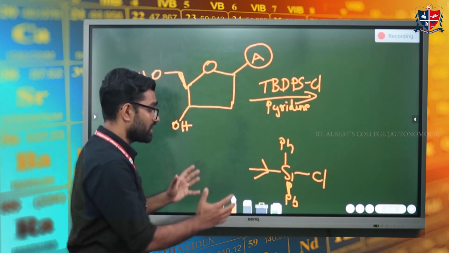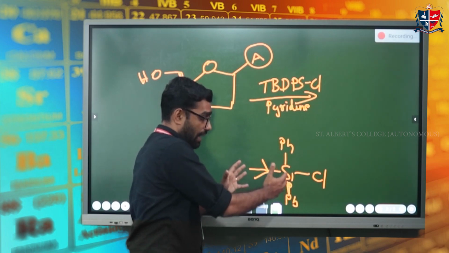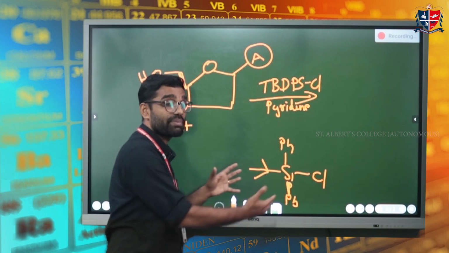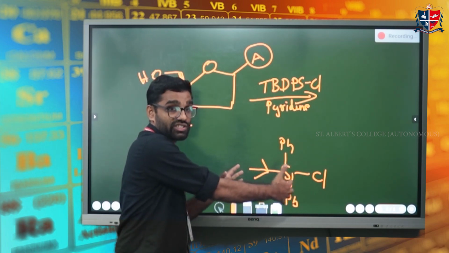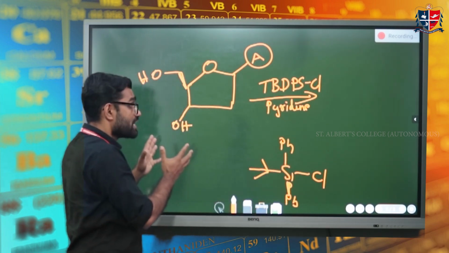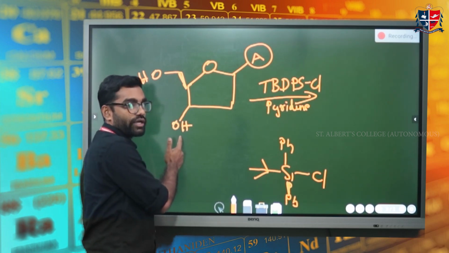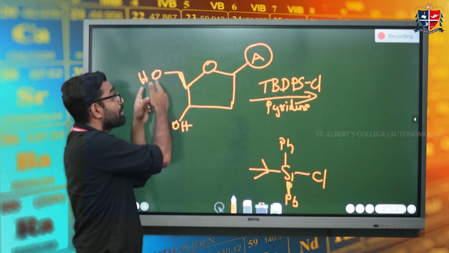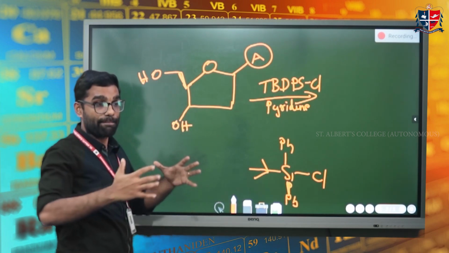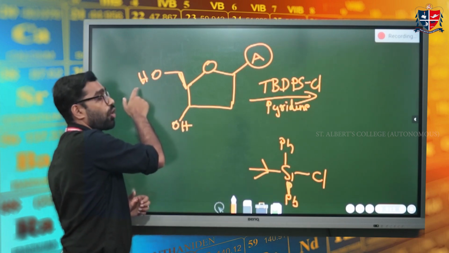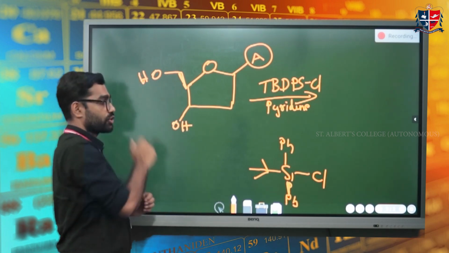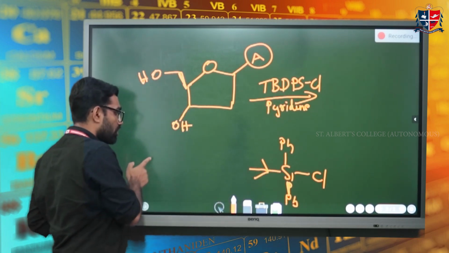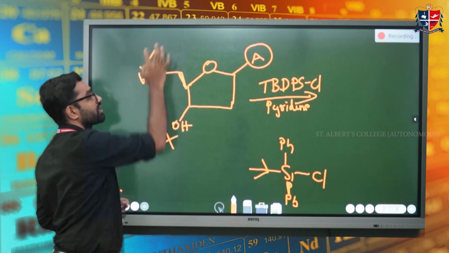What happens? You see, by comparing it with TMS chloride, it is a little bit bigger. It is sterically much bigger, sterically hindered. So it will not go to this secondary OH group, because the secondary OH is in a sterically hindered position compared to the primary OH group. So a big molecule will approach only this primary OH group. This bigger silyl chloride, TBDPSCl, will not go here, it will come here.